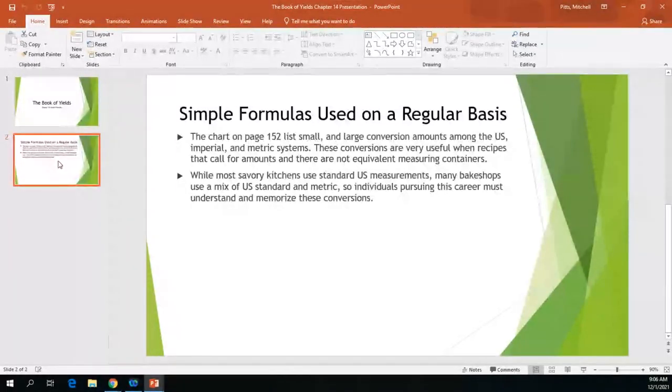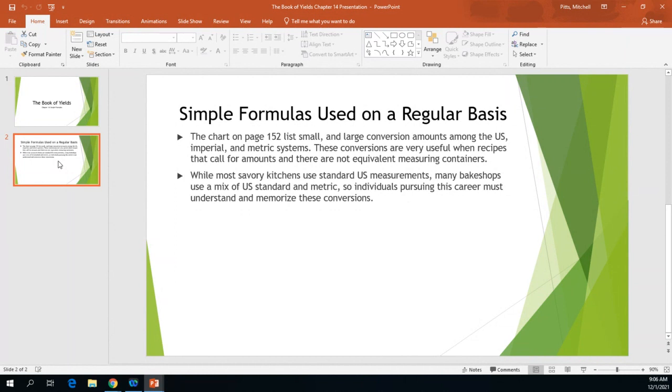If you are looking in your book, this chapter begins on page 151, and it's really just dealing with the chart on page 152. These are basically just conversions from US to metric or vice versa. These are going to be useful when recipes call for amounts and they're not equivalent measuring containers.